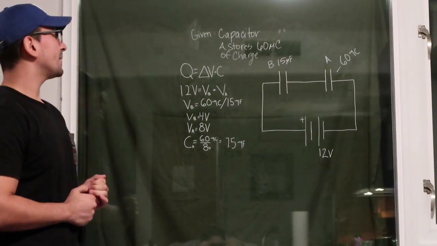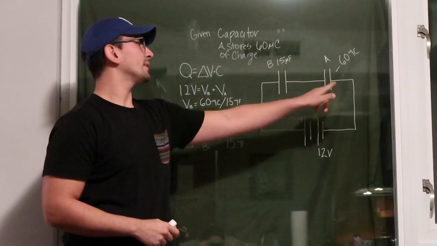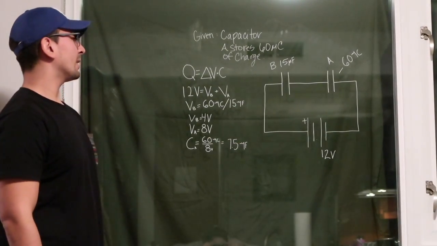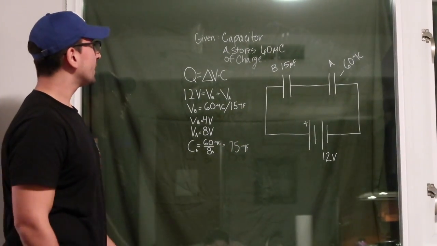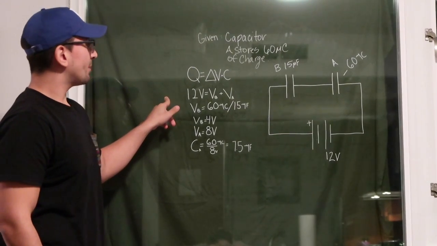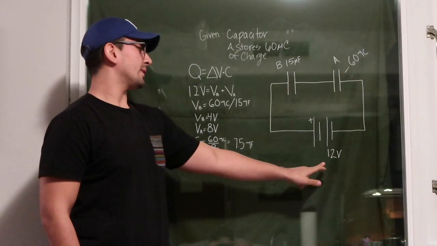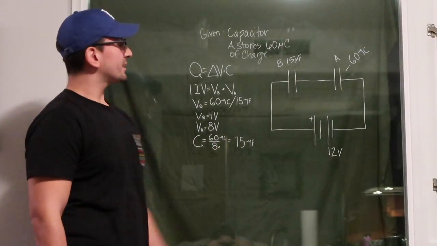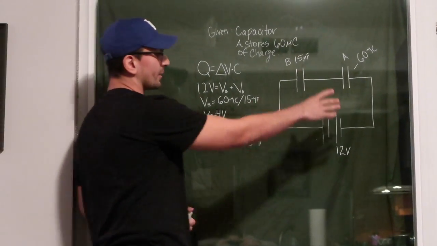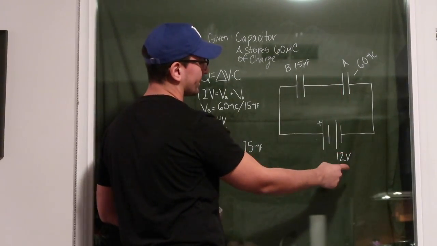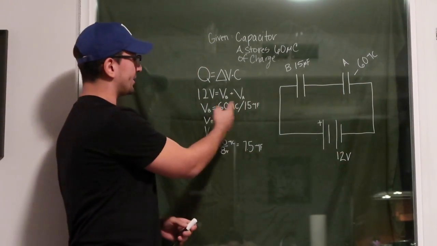The first thing we're going to need to do to solve for this equation is to find our unknown, and our unknown is voltage. Our voltage can be found by subtracting the voltage of B from the voltage of 12. This is because this is a series, so the total voltage across the entire circuit is going to be 12, given by this equation right here.